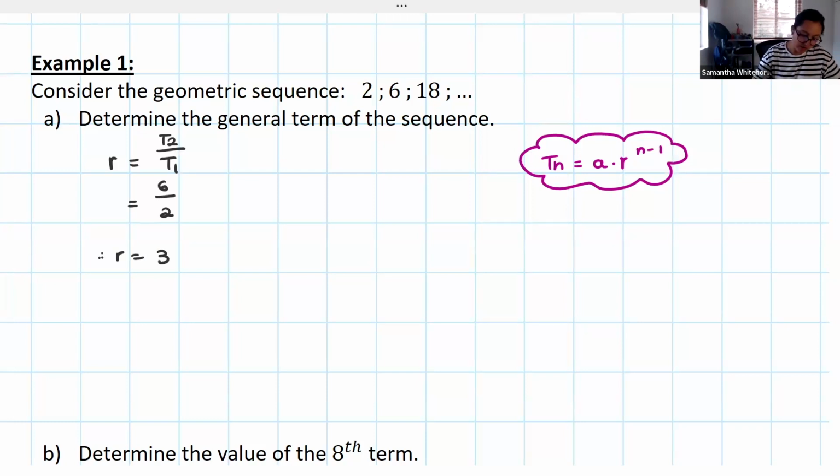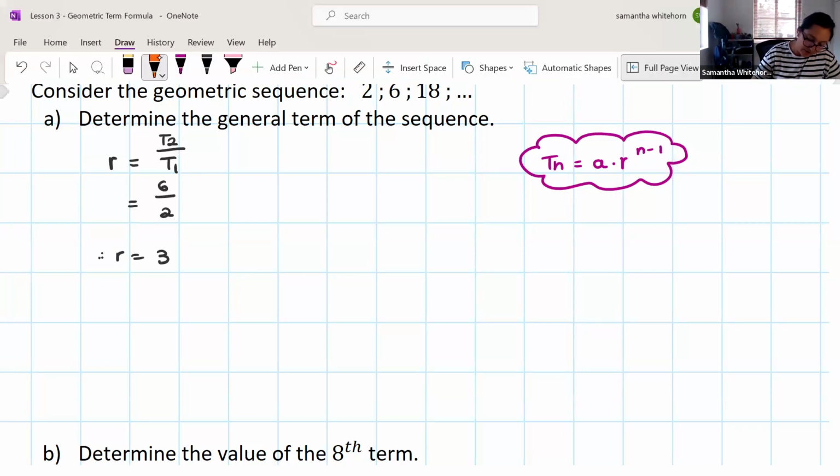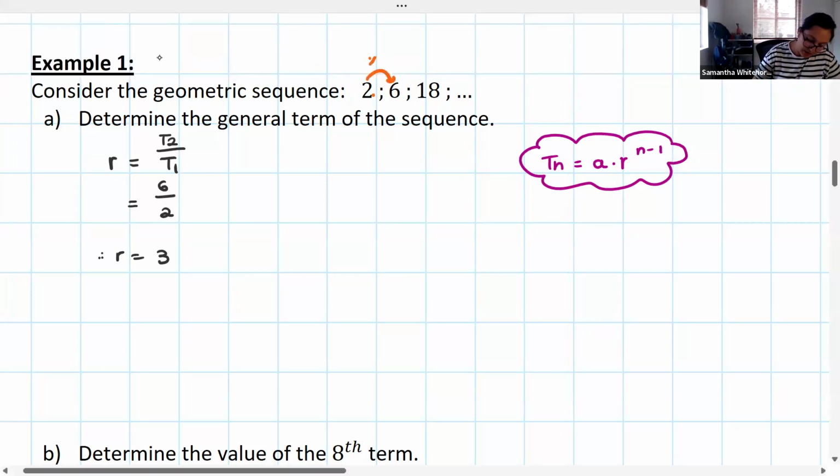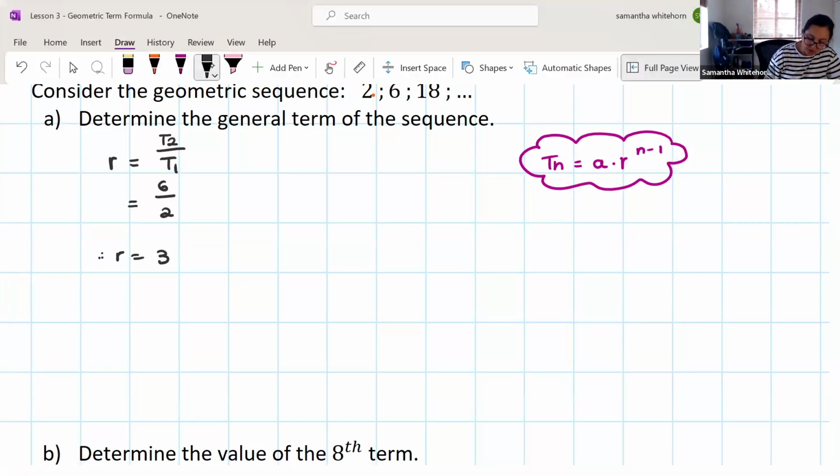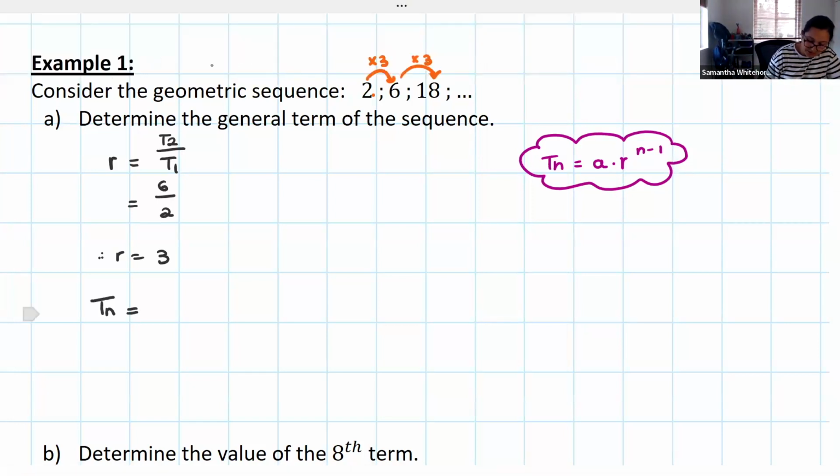Now we can see that if we go back to our number pattern here, if I take 2 and I times it by 3, I get 6. If I take 6 and I times it by 3, I get 18. So we can see that my constant ratio that we've worked out is correct, because I am actually getting the sequence I was given. Alrighty, but now we actually want to go and work out what Tn is. So Tn is equal to a, which in this case is 2, times r, which we've just worked out to be 3, to the power n minus 1. Now that's it, guys. There's absolutely nothing else you need to do.